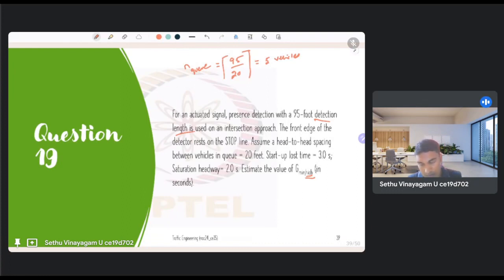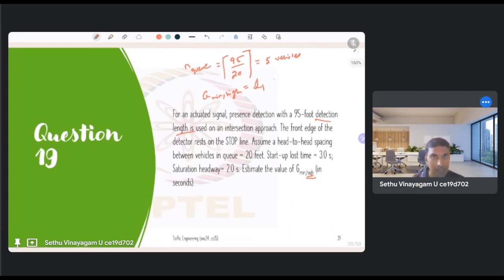Once this is there, what do we need next? What is the time required to clear these vehicles? Whenever the signal turns green, we know that some amount of time is lost, right? So the initial vehicles will take a little extra time over the saturation headway to cross the stop line, right? The sum of those extra times for those first few vehicles is the startup loss time. Okay, so that is L1. So that we should definitely give, right? Irrespective of how many vehicles are there, the startup loss time should be included.